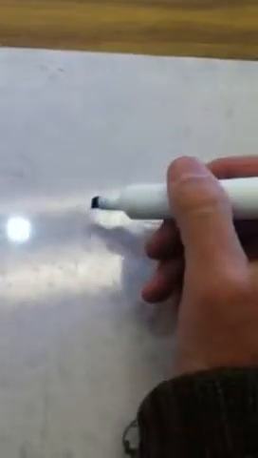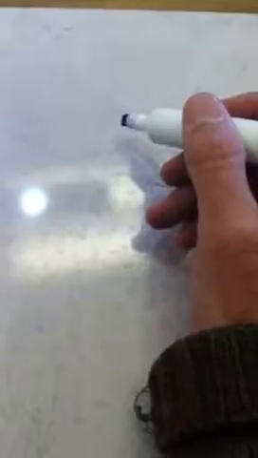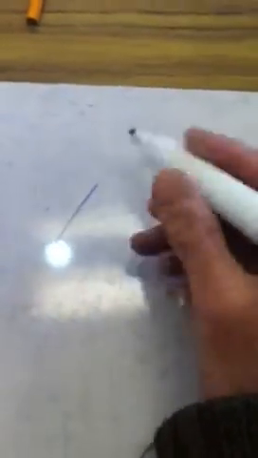Alright, hi, I'm Mr. Coleman. I'm going to show you how to find an unknown angle's degrees in a quadrilateral when you have the other three angles. So, first I'm going to draw a quadrilateral for you.